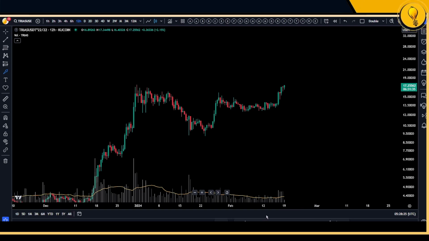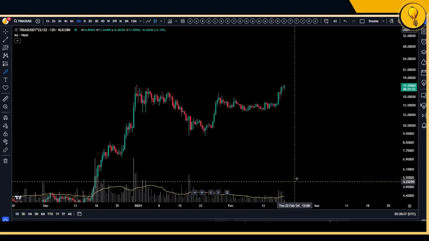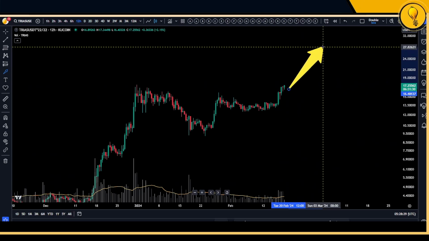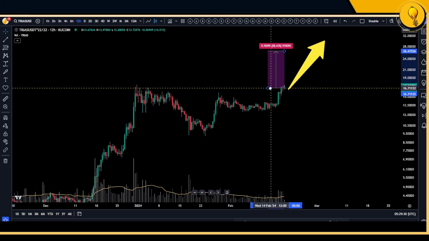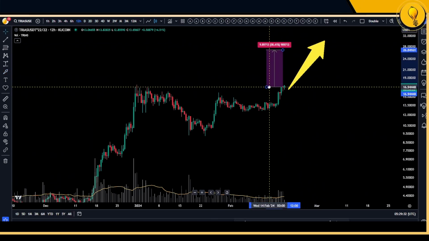So I've been tracking Trias for a while, and Trias just gave us a signal for its next big move, a 50% move minimum.